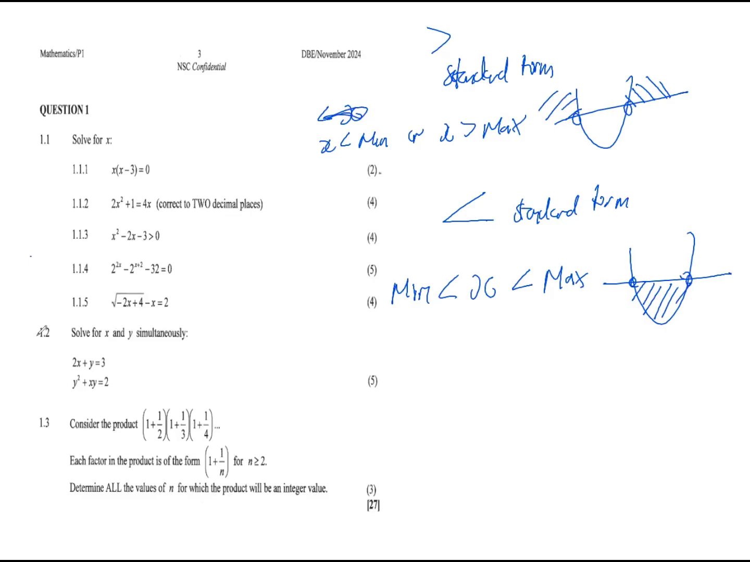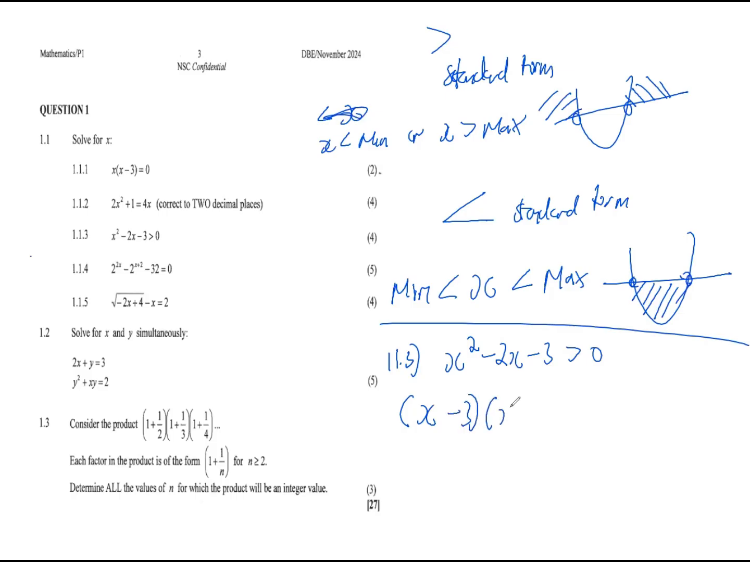Okay, so what are we going to do in order to answer that? So for 1.1.3, we are going to say this is x squared minus 2x minus 3 greater than 0. So we can all agree that it's easier to factorize this because the only factors of 3 are 1 and 3. So we'll have x minus 3 and then x plus 1 greater than 0, right? Now, obviously here, your critical values now will be what? X will be equals to 3, or your x will be equals to what?